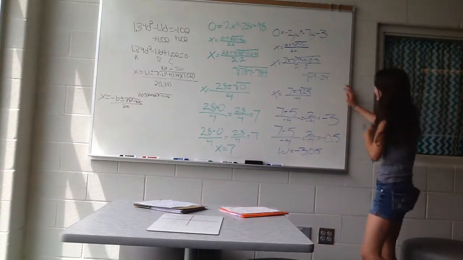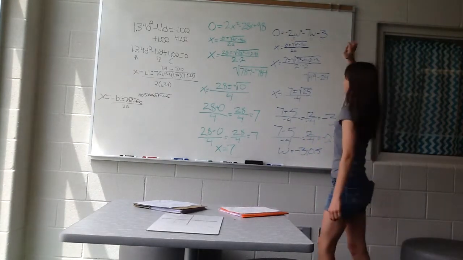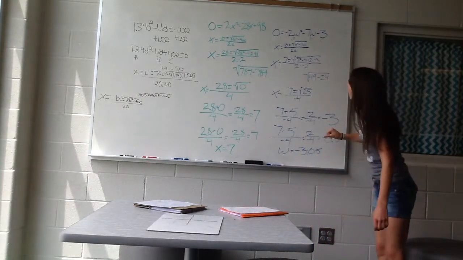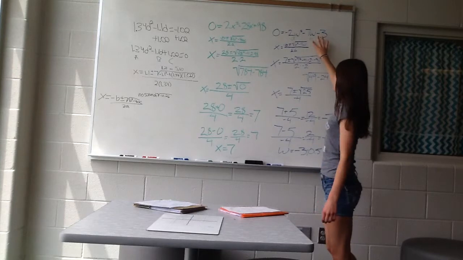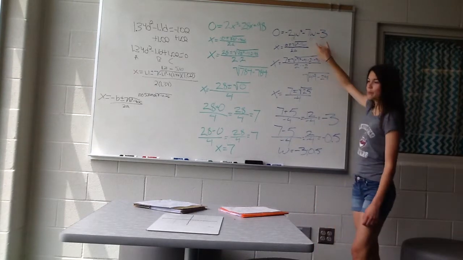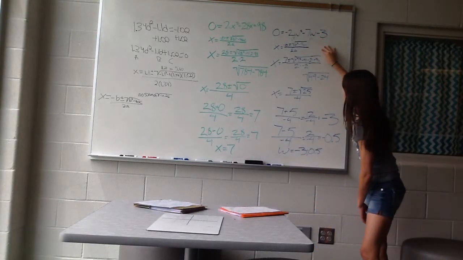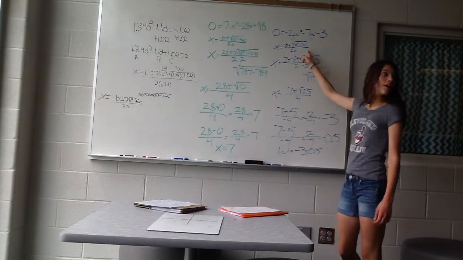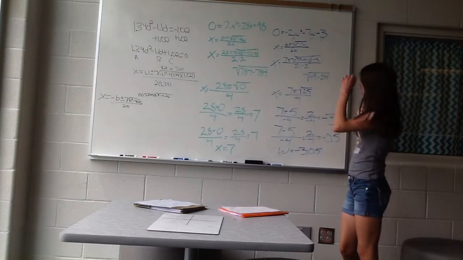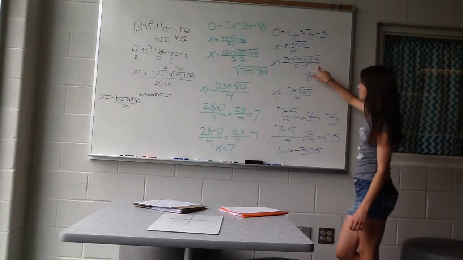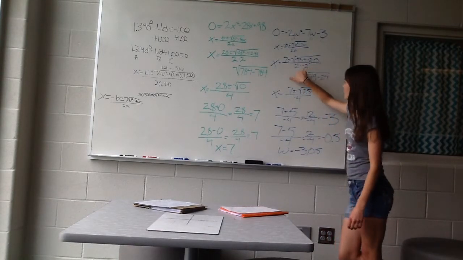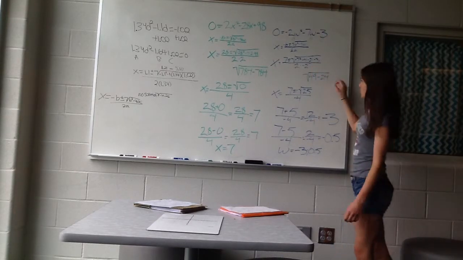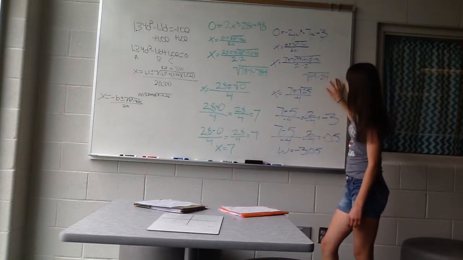And then you have 0 equals negative 2w squared minus 7w minus 3. And negative 2 is your a, negative 7 is b, and negative 3 is your c. And you plug that into negative b plus or minus the square root of b squared minus 4ac over 2a, which is 7 plus or minus the square root of negative 7 squared minus 4 times negative 2 times negative 3, which is over 2 times negative 2.